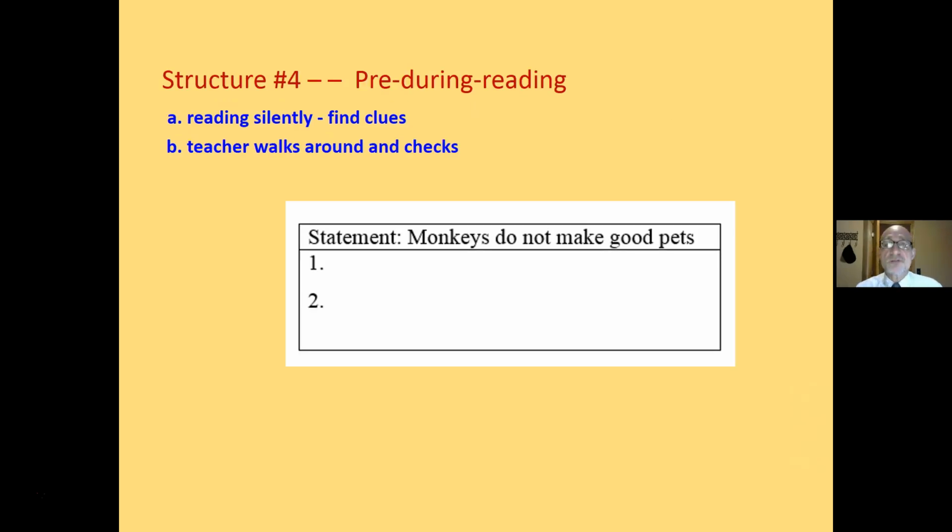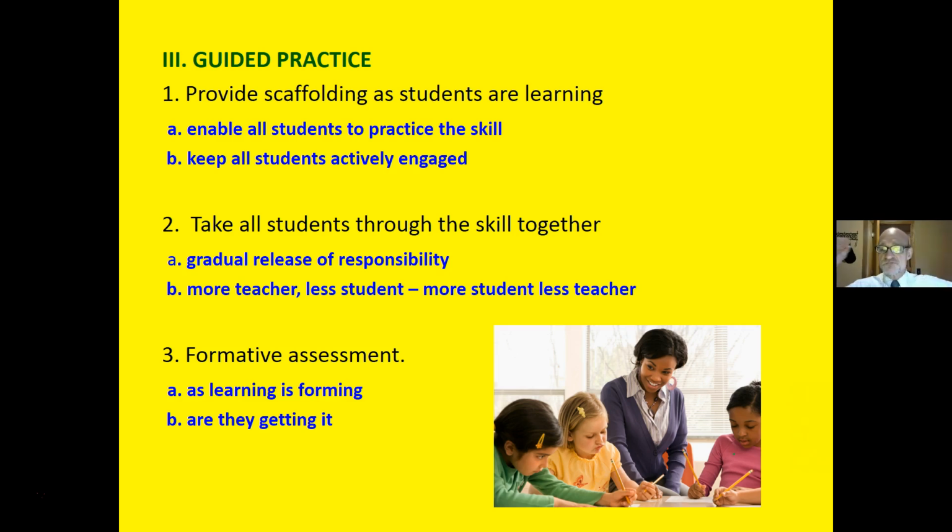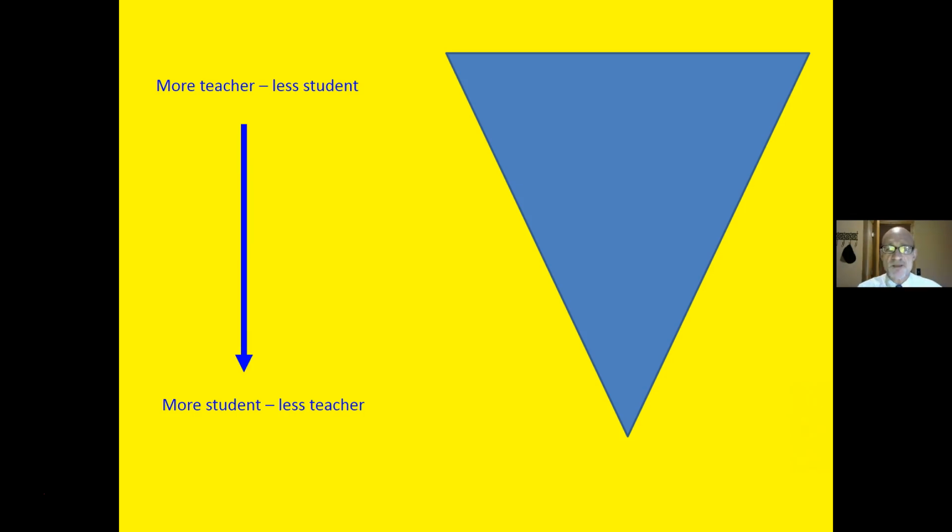And then four, read the next section, see if you can find the clues, and the teacher walks around and checks. That's an example of more structure to less. You are providing scaffolding as students are learning. It enables all students to practice the skill and keeps them engaged. You take them through the skill together with a gradual release of responsibility. More teacher to less teacher, and also formative assessment. You get a sense of if they're getting it as learning is forming. More teacher, less student. More student, less teacher.